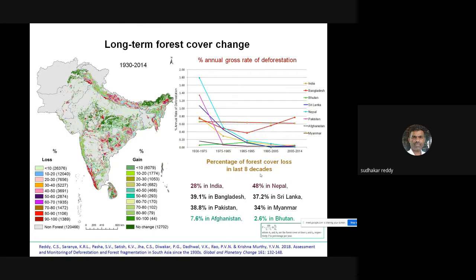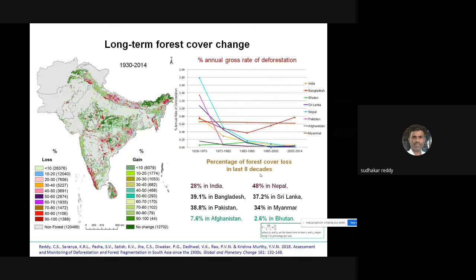Then if you see towards the loss, major deforestation happened in the West Coast, Western Ghats, Central India, Telangana, Andhra Pradesh, and towards the Himalayan region, we have more deforestation in Nepal as compared with Bhutan and Afghanistan. And again, there was large-scale deforestation in Bangladesh.